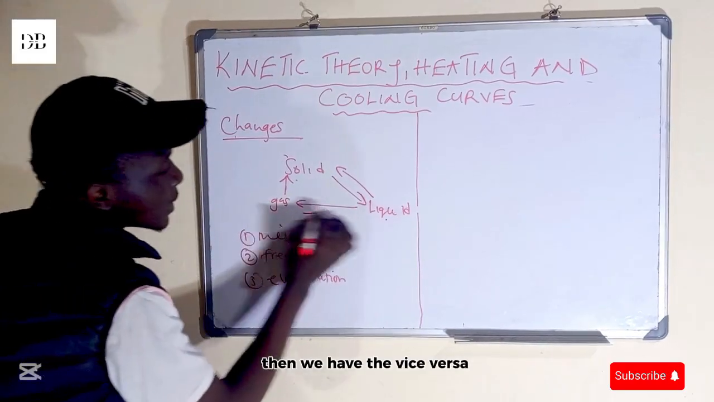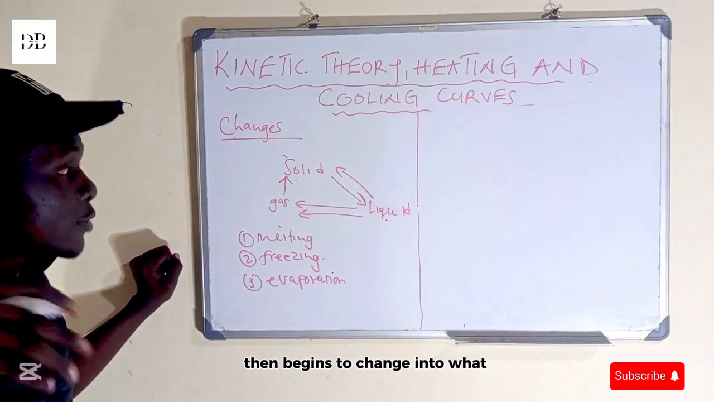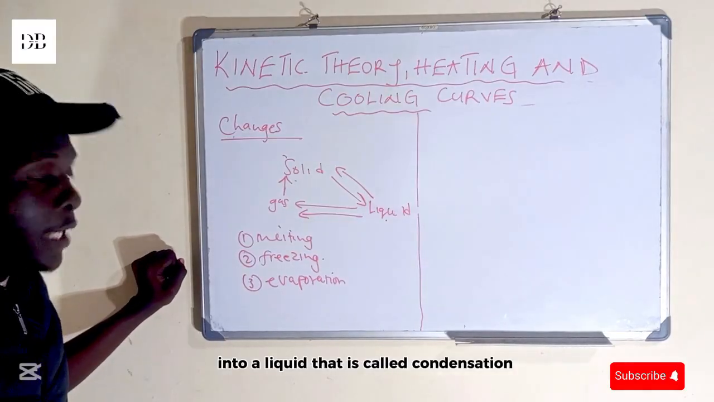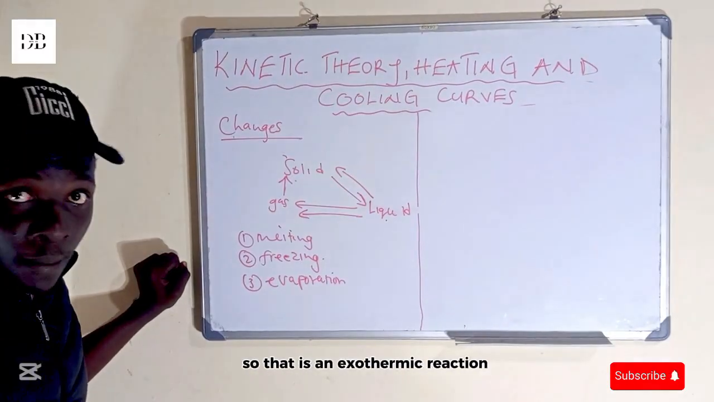Then we have the vice versa, whereby you put a lid on top of that vapor, and it begins to change into a liquid. That is called condensation. During that stage, heat is lost, so that is an exothermic reaction.